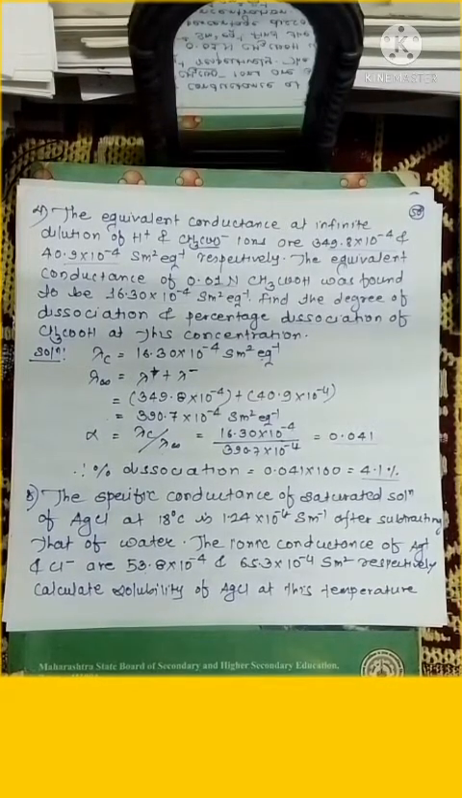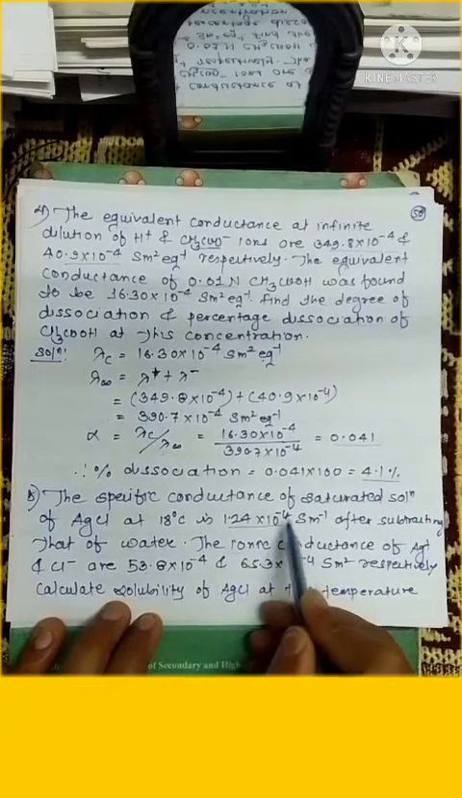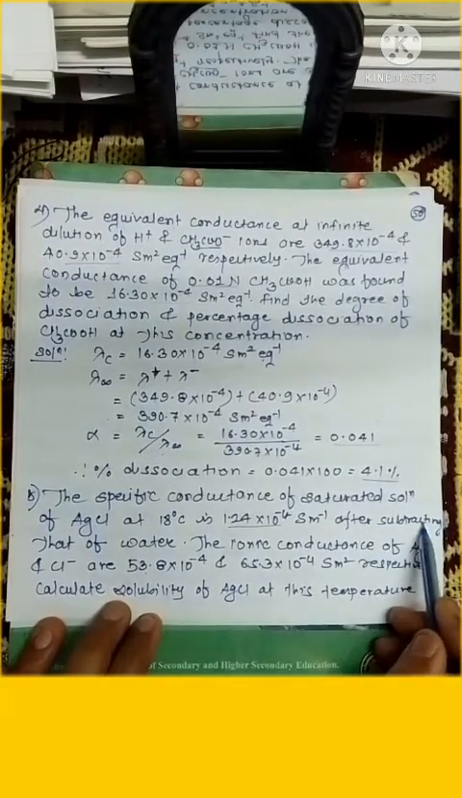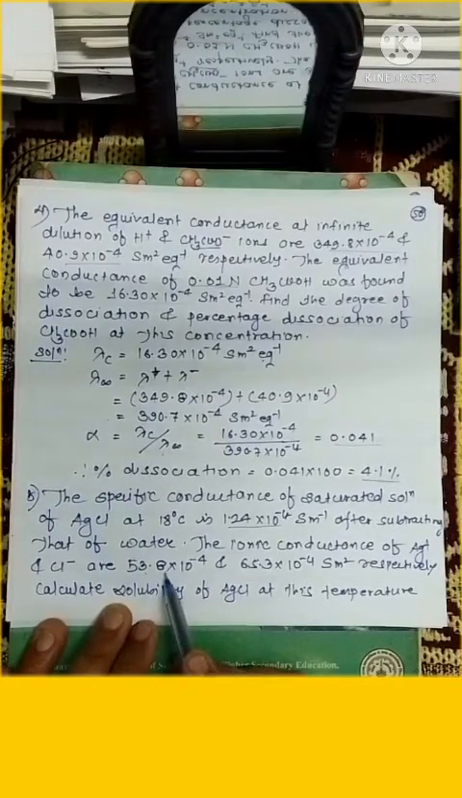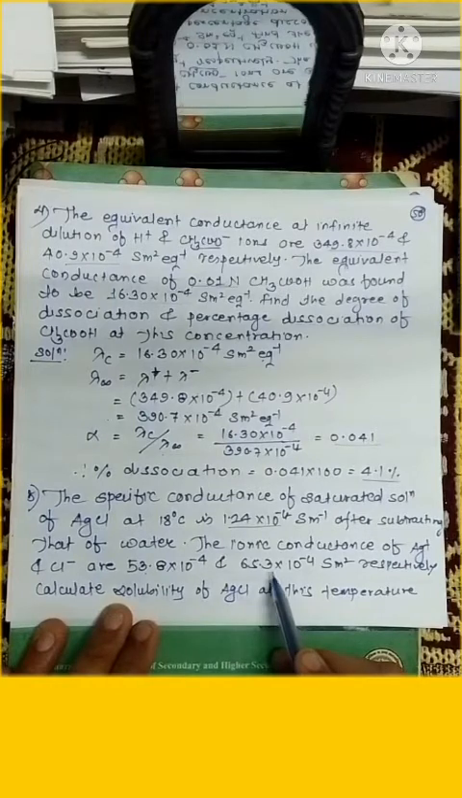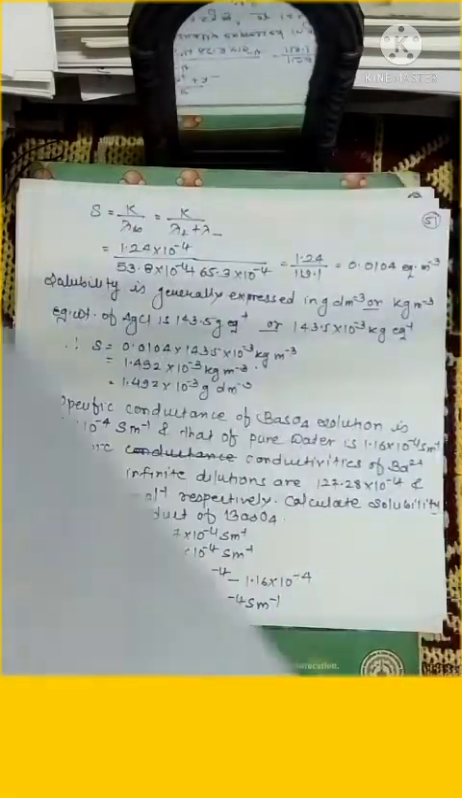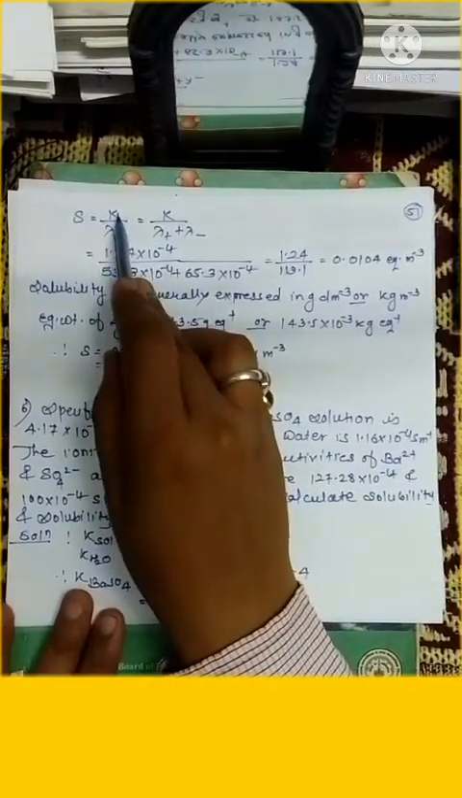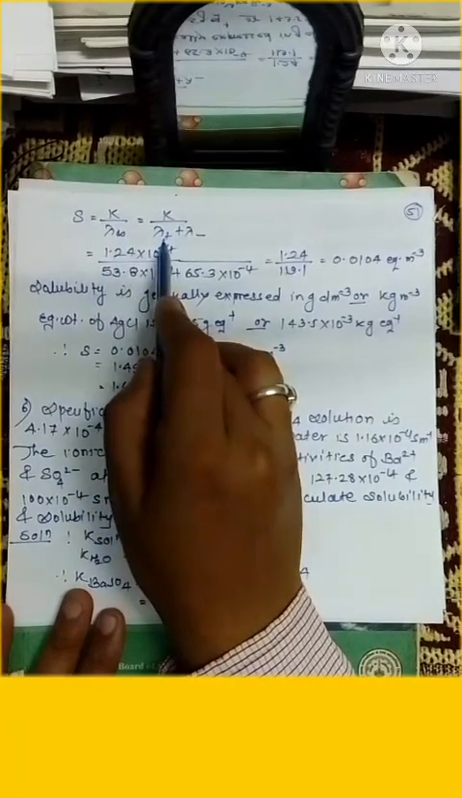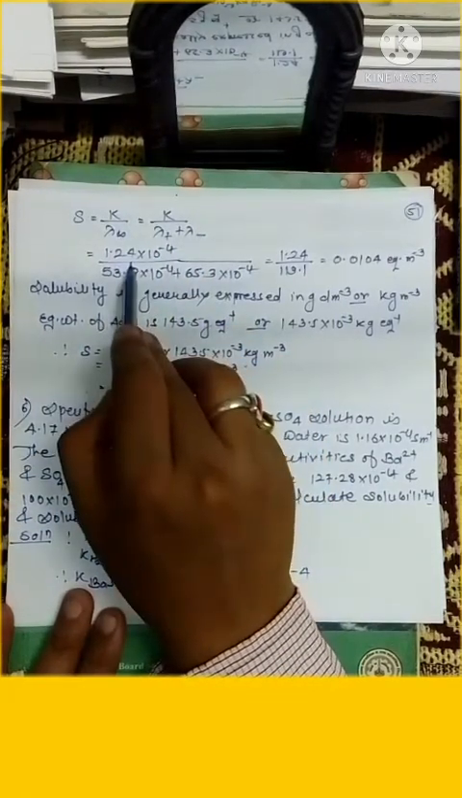The specific conductance of saturated solution of AgCl at 18 degrees centigrade is 1.24 multiplied by 10 raised to the power minus 4 Siemens per meter after subtracting that of water. The ionic conductances of Ag plus and Cl minus are 53.8 multiplied by 10 raised to the power minus 4 and 65.3 multiplied by 10 raised to the power minus 4 Siemens meter square respectively. Calculate solubility of AgCl at this temperature. We know that solubility is equal to K divided by lambda infinity. Lambda infinity can be written as lambda for cation plus lambda of anion. We have all these values, so just put them in the formula.